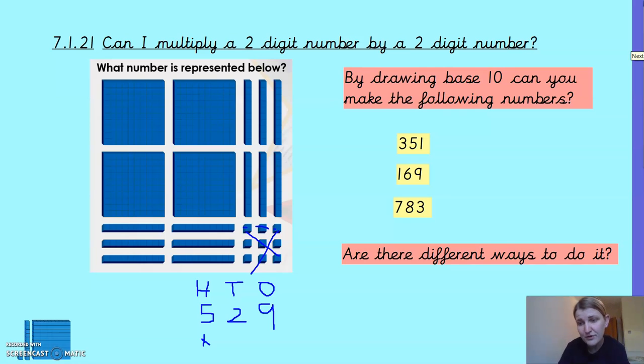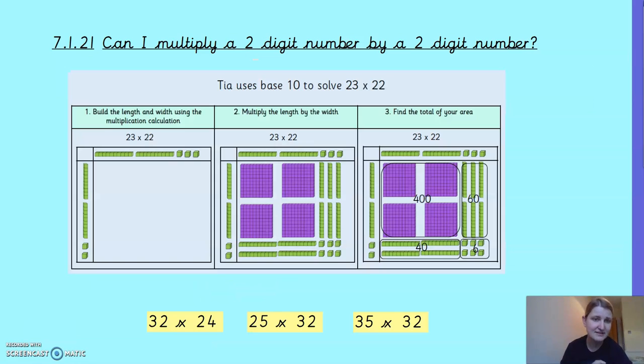Okay, so the reason we've got you having a bit of a play around with base 10 is that base 10 is one of the methods that can be used for multiplying a 2-digit number by a 2-digit number. So if we look here, Tia has used it to solve the question 23 times 22. Well, how's she actually done that? Let's have a look. If we look here, along the top, Tia has made 23. I know it's 23 because I can see 2 tens and 3 ones, which would make 23. So along the top, she's made 23, and down the side, she's made 22.